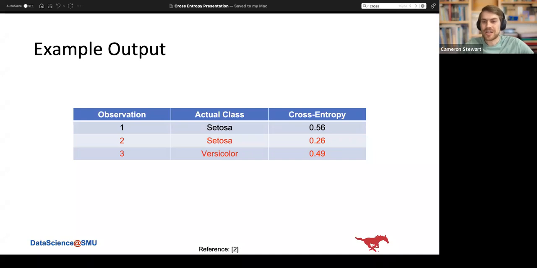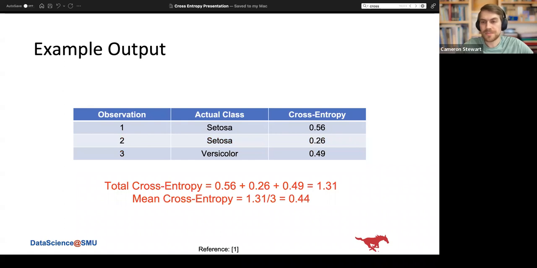Now, how do we aggregate these cross-entropies? Well, you just take the sum. And here the sum is 1.31. And typically it is represented as the mean cross-entropy, and that's just taking the average of those. That is just in case the aggregation is of different amounts of training data.